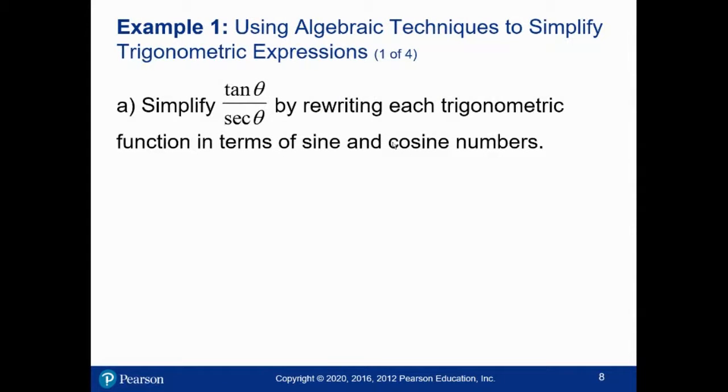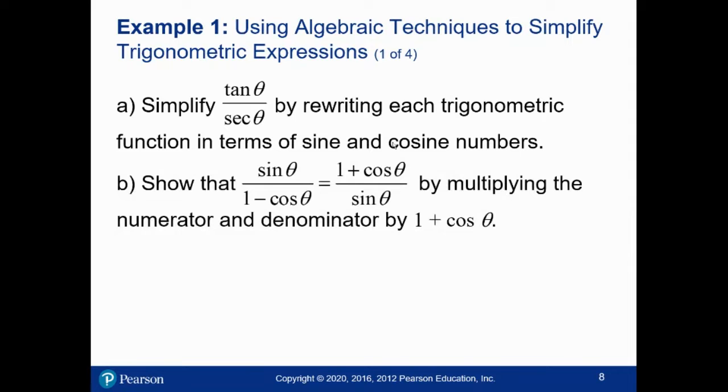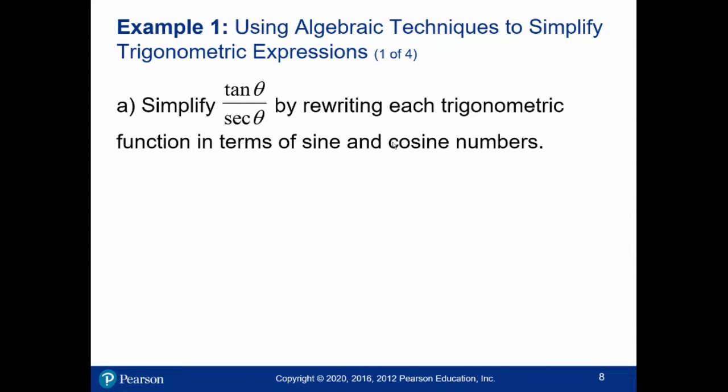So let's just start by simplifying tangent of theta over secant of theta by rewriting in terms of sines and cosines. So replace tangent with its corresponding parts and replace secant and see what you can do. Try to get this to look as simple as possible. Since I did ask you to pause, let's go through it. Tangent of theta over secant of theta: we can replace tangent with sine theta over cosine theta and replace secant with 1 over cosine theta.